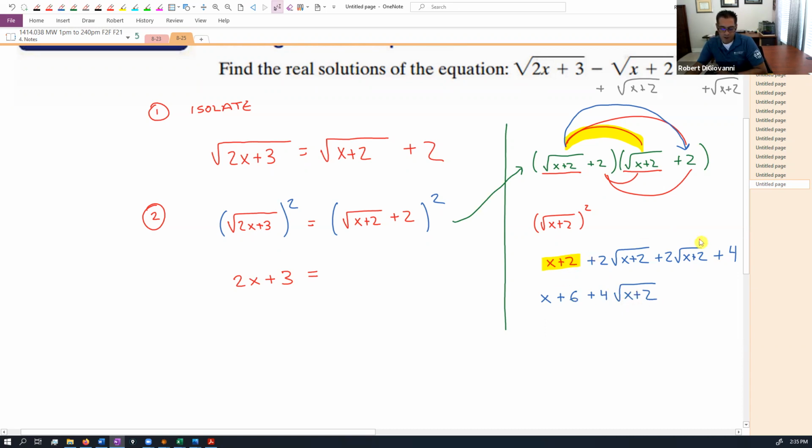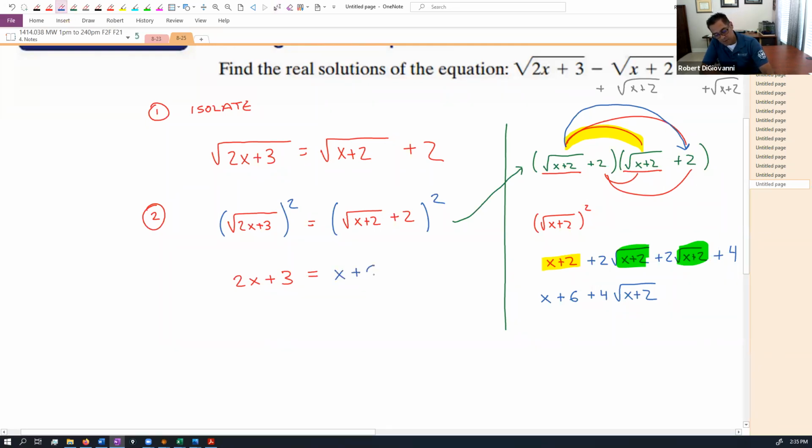So I put this 2 together with this 4 to get my 6. I left the x in front. And then the roots, these things, are the same, so I can put them together. I have 2 of them, and I'm adding another 2 of them. That means I should have 4 of them. Any questions on that? Got 5 minutes. You all right with that? That's just the right-hand side of this equation.